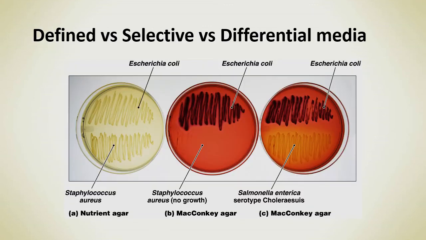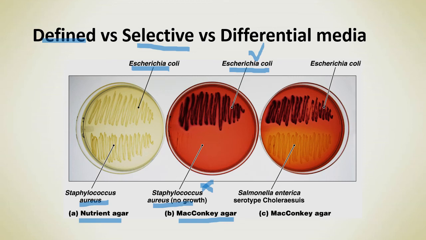Okay, this slide summarizes defined, selective, and differential media. Nutrient agar is a defined media. It allows the growth of E. coli as well as Staphylococcus aureus. MacConkey agar can function as a selective media. When you streak E. coli and Staphylococcus aureus, it only allows the growth of E. coli and suppresses the growth of Staphylococcus aureus. Therefore, MacConkey can function as a selective media.